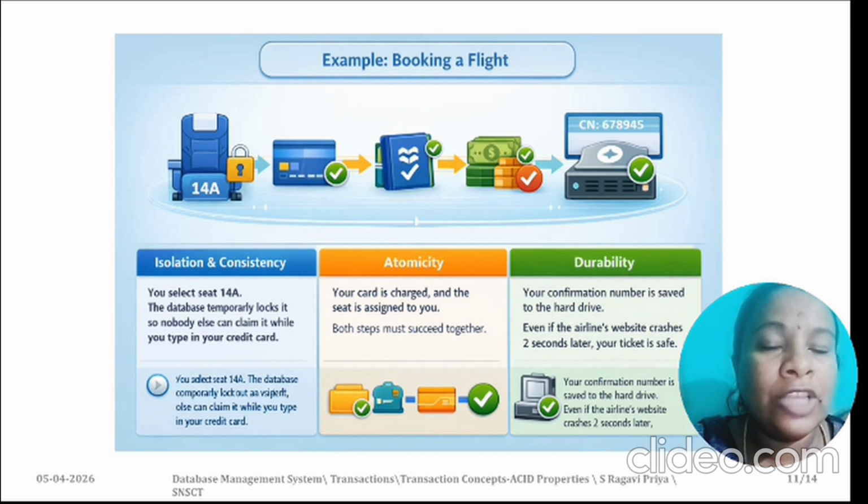Booking a flight: isolation and consistency. You select seat 14A, and the database temporarily locks it so nobody else can claim it while you type in your credit card details. Your card is charged and the seat is assigned to you. Your confirmation number is saved to the hard drive. Even if the airline's website crashes 2 seconds later, your ticket is safe.